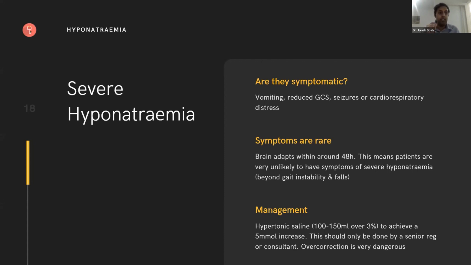So you really, really need to avoid that. In fact, we say that you should not raise the sodium by more than 8 to 10 millimoles every 24 hours. So that's 8 to 10 millimoles every 24 hours, or half that in 12 hours, because you can really risk this. And I've seen it before. You need to be very careful about that.